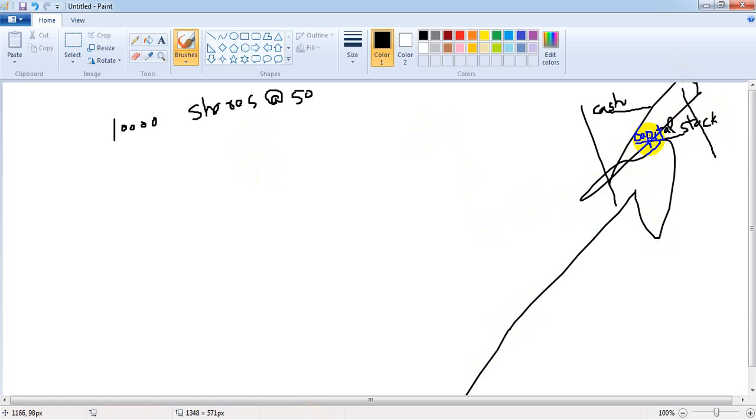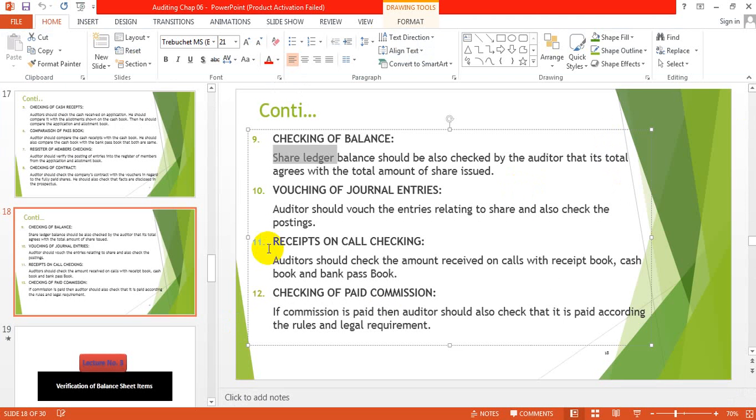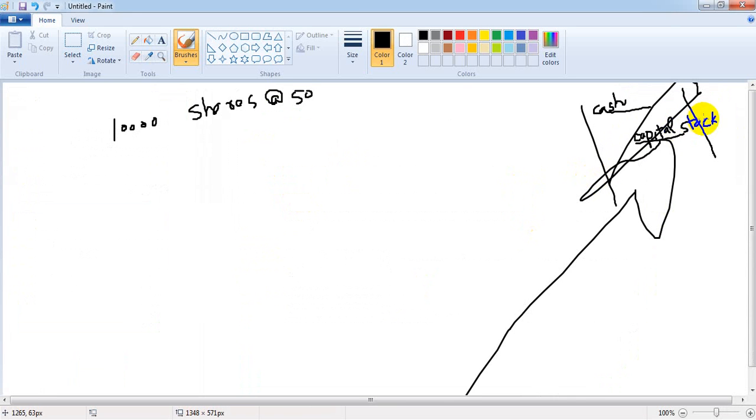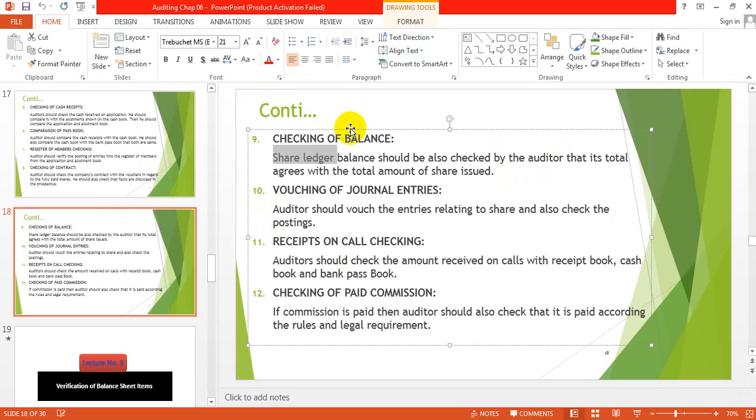So there will be a balance of this account, capital stock. We call it the share ledger balance. So we are going to compare this balance and check how many shares are issued. 10,000 shares. The price of one share is how much? It is 50. So it will become how much? 5 lakh. So now we will check this with this, whether the balance is correct or not. So this is checking of balance.